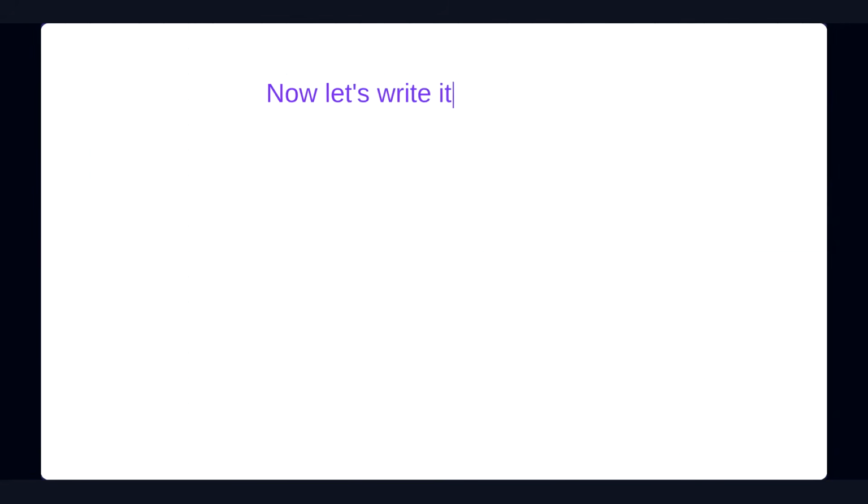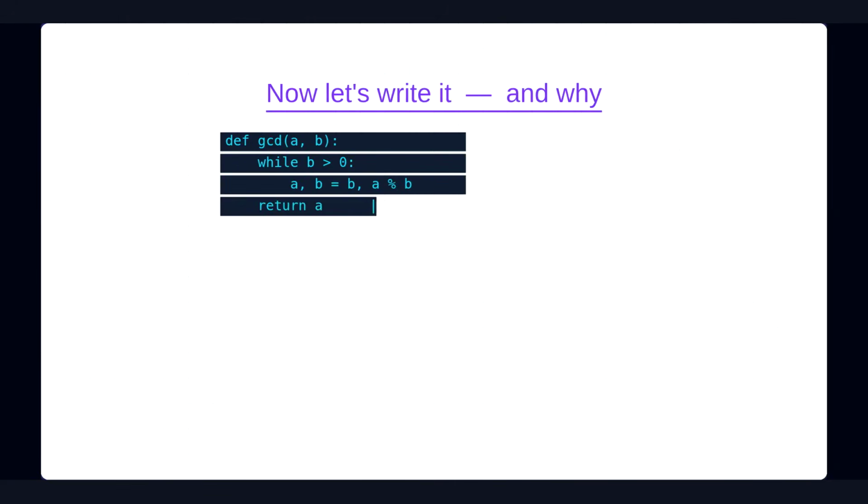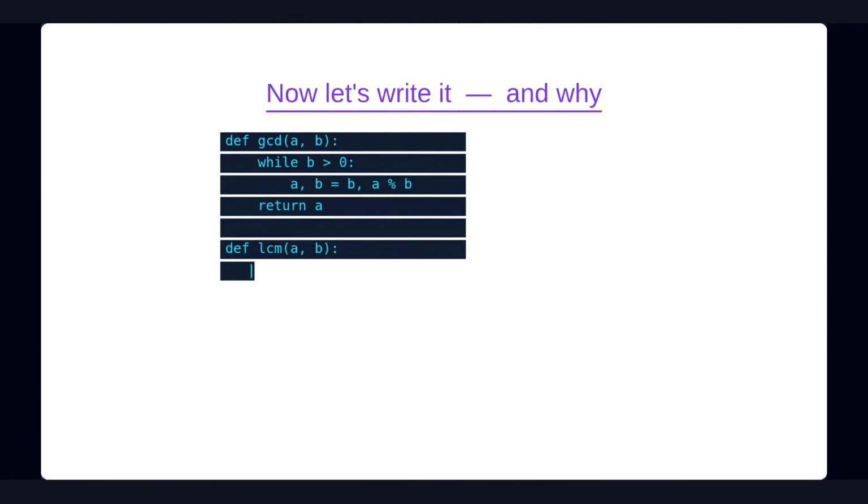We reuse Euclid's algorithm to find the greatest common divisor. Then the least common multiple is simply the product of the two numbers, divided by that greatest common divisor, using integer division so the answer stays a whole number.